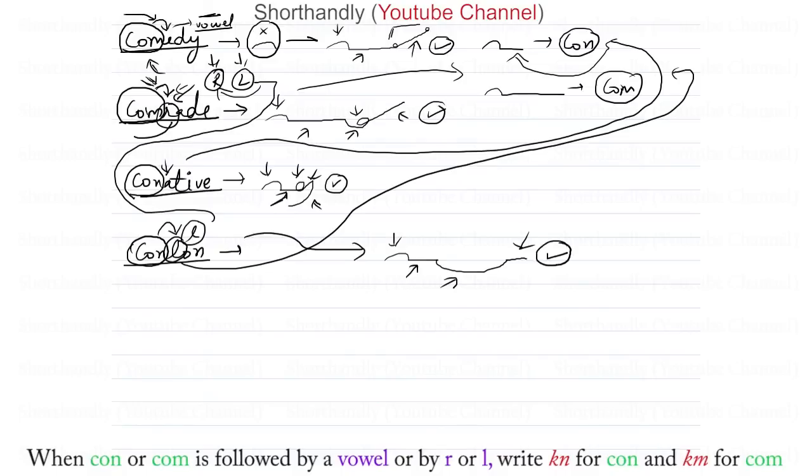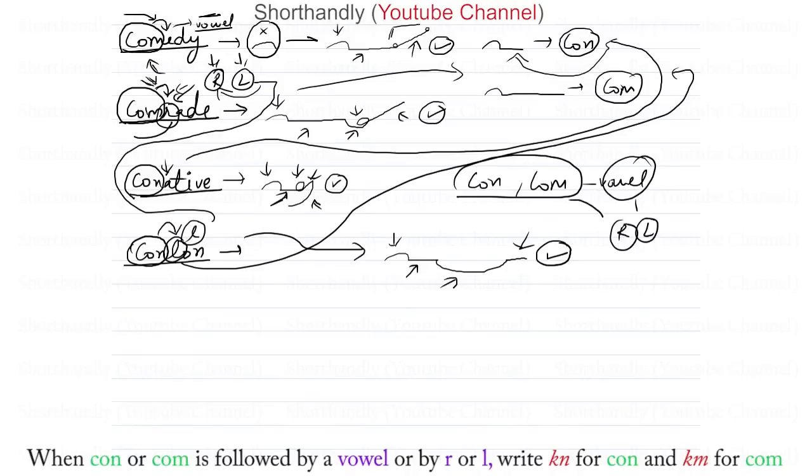So this statement simply says that whenever we are having any vowel, or either R or L, after these prefixes con or com, then we are going to be making this KN for our con and KM for our com prefix. So this is what this statement says.